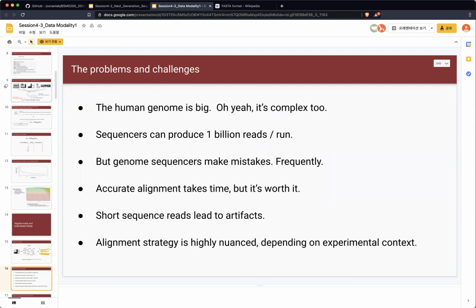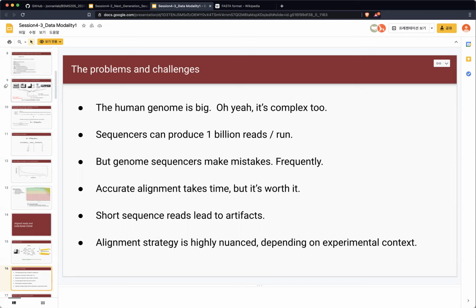But sequence alignment has lots of problems and challenges as well. The reason is the human genome is so big, right? It's about 3 billion base pairs. But the Illumina machine only gives you 100 base pairs or 200 base pairs. So how do we build all of these up to the 3 billion base pair scale? That's one issue. Another issue is the sequencer can produce 1 billion reads per run, so lots of read fragments from the machine.